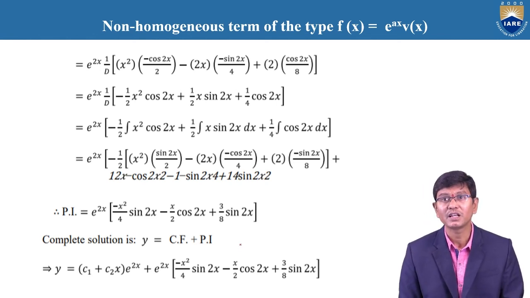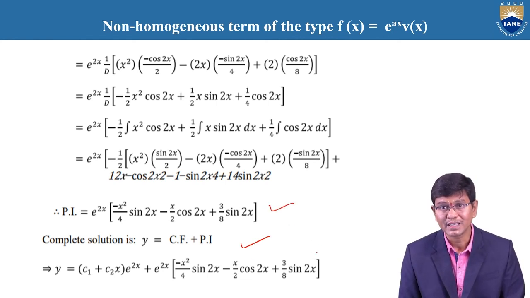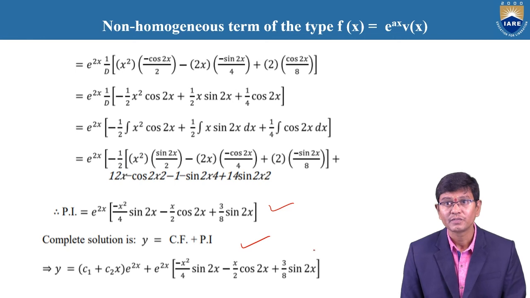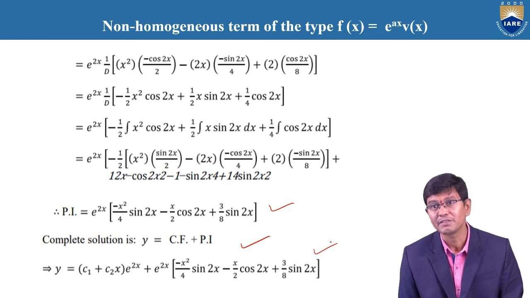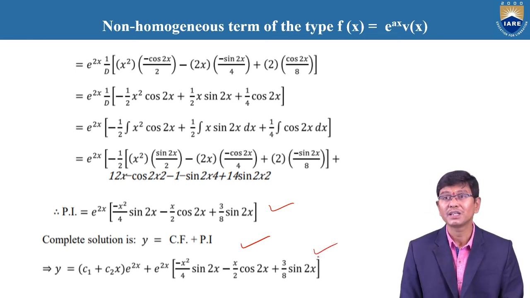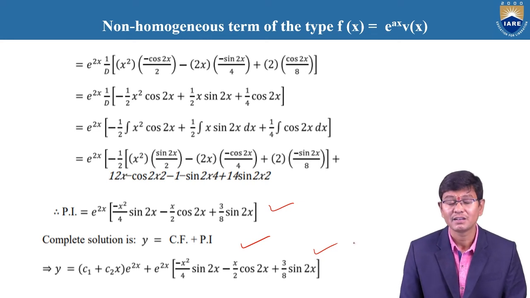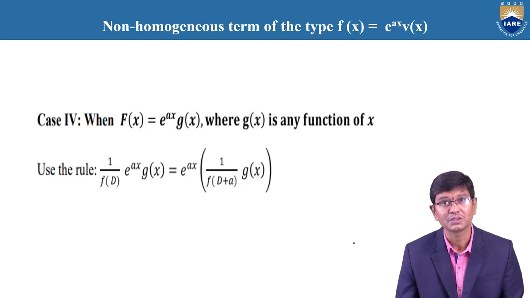Therefore, by using the 2 times integration, the complete solution of this one is equal to: (c1 plus c2 x) into e power 2x plus e power 2x into [minus x square by 4 into sin 2x minus x by 2 into cos 2x plus 3 by 8 into sin 2x]. This is the final solution.